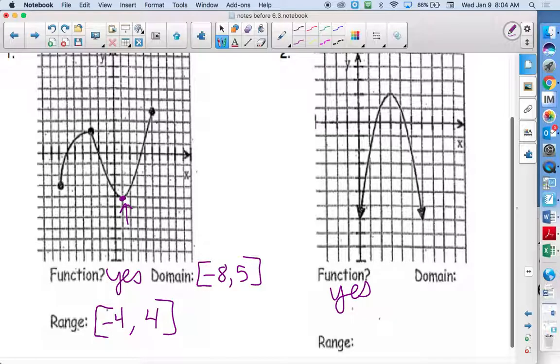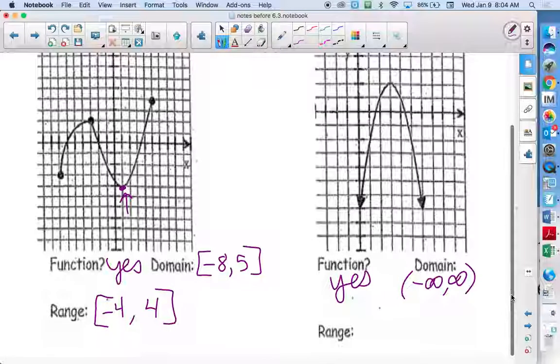Domain of the range will be how far it stretches left and right. Eden, how far does it stretch left and right? Perfect. What goes around those two symbols? Excellent. And then the range, the lowest to the highest point. Perfect.